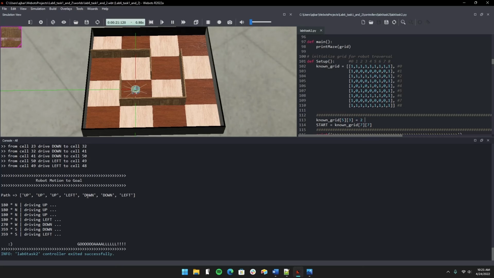Okay, so the path that was given from the wavefront planner is printed out here along with the direction that the robot's facing at the time. And when it reached the goal, it stopped and printed goal.